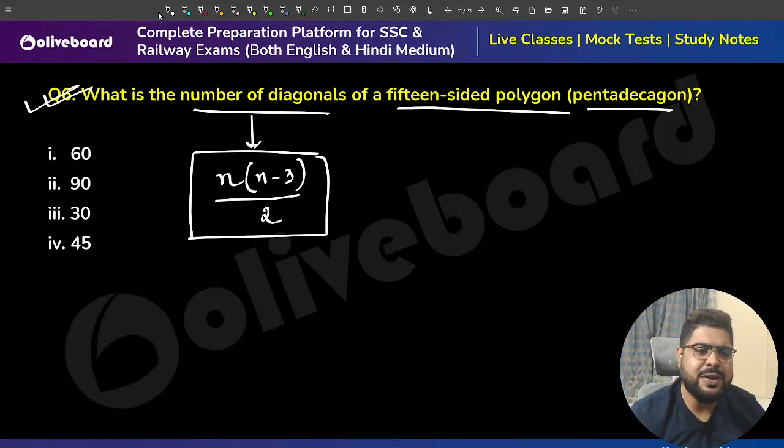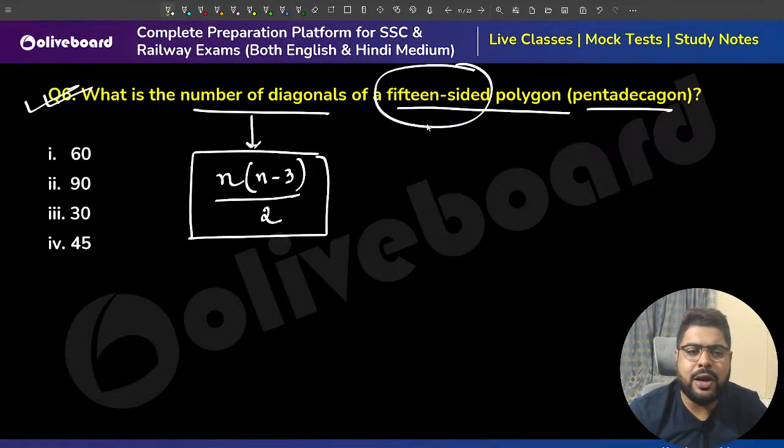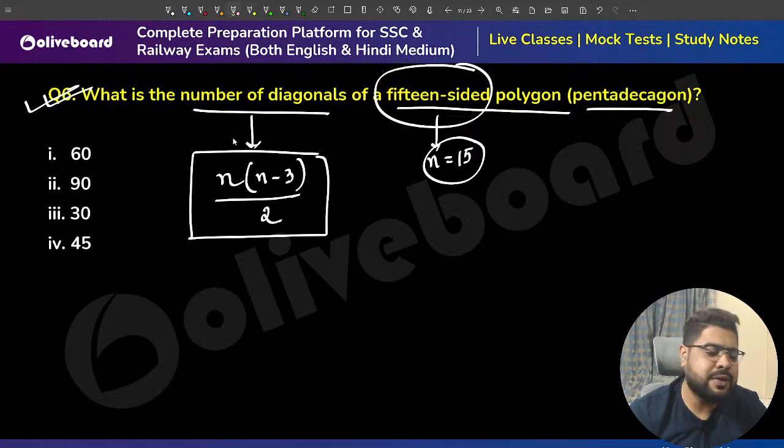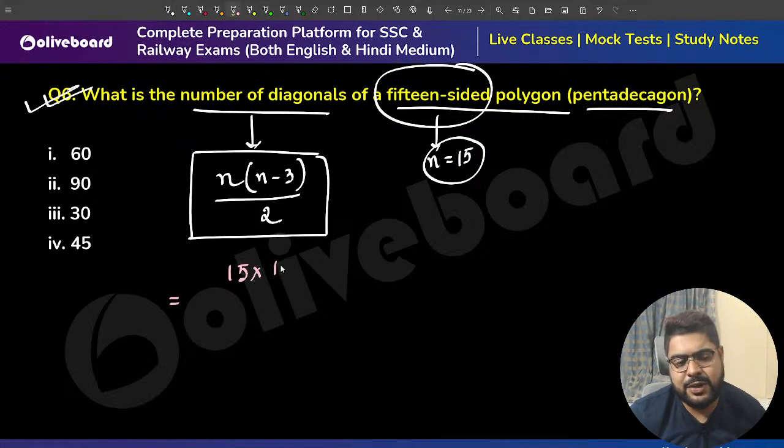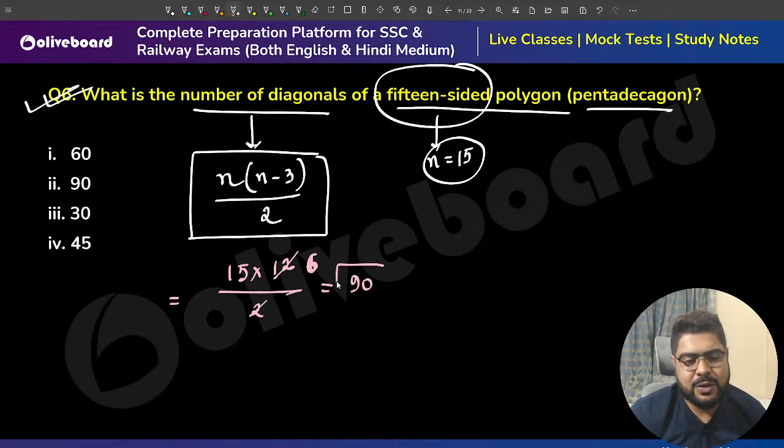Okay, remove all this. You just remember the number of diagonals is this. Now, a 15-sided polygon means that n is equal to 15. Put down the value and you will get your answer. So 15 into (15 minus 3) is 12, by 2. 2 into 6 is 6, and 6 15s are 90. So there are 90 diagonals.